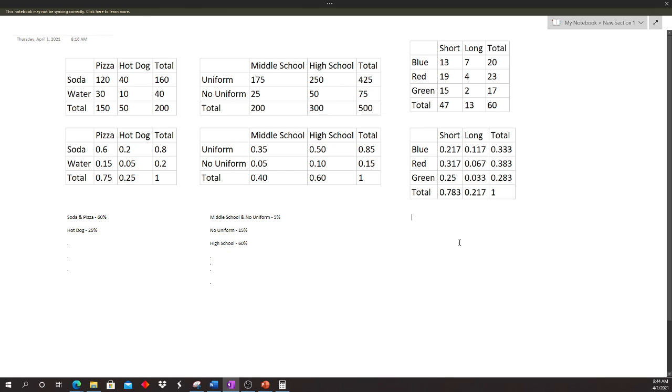Regardless, you could still be asked to fill out the table and still ask some questions on it. For instance, people that preferred green short sleeves, that was 25%. People that preferred red long sleeves, that is 6.7%. People that preferred blue short sleeves, 21.7%. People that preferred long sleeves total, 21.7% as well. So remember, when you're converting the decimal to the percent, you just have to move that decimal place 2 places to the right. And that's it.